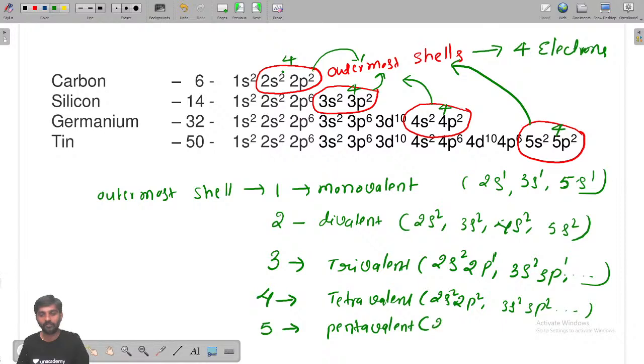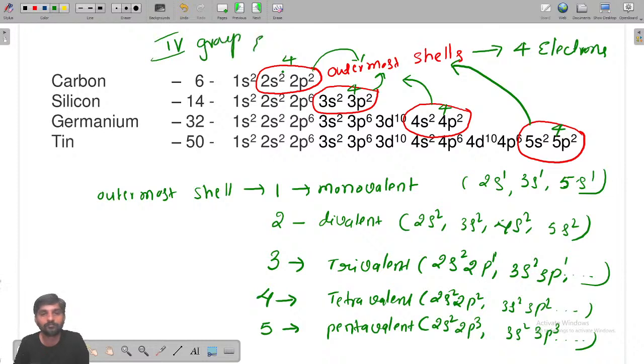Pentavalent is going to be 2s2, 2p3, 3s2, 3p3, like this. So all these come under 4th group elements. So tetravalent, we call this 4th group elements, because in the outermost shell they have 4 electrons: carbon, silicon, germanium and tin.